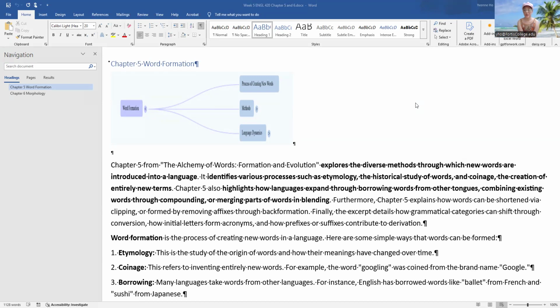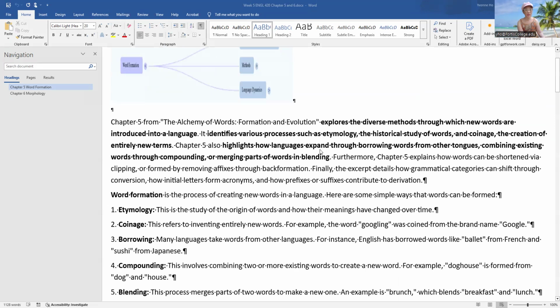Chapter 5 explains how words can be shortened through clipping or formed by removing affixes through back formation. Finally, Chapter 5 details how grammatical categories can shift through conversion and how initial letters form acronyms and how prefixes or suffixes contribute to derivation.